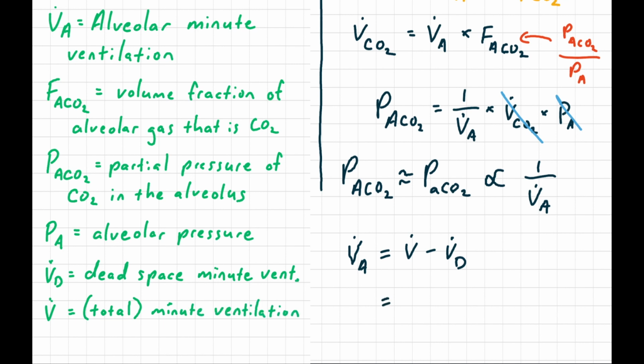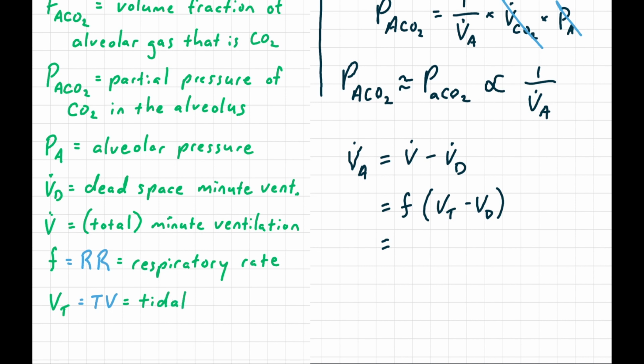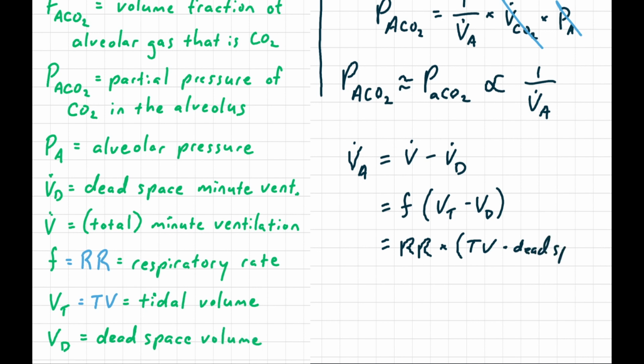Or, taken another way, that's your respiratory rate times the difference between your tidal volume and your dead space volume. Or, to use the more ventilator-centric abbreviations, respiratory rate times tidal volume minus dead space. So all of that goes to prove if you want to decrease your arterial partial pressure of carbon dioxide, you need to increase your respiratory rate, increase your tidal volume, or some combination of both. If you want to increase your arterial partial pressure of carbon dioxide, you need to decrease some combination of your respiratory rate and your tidal volume.